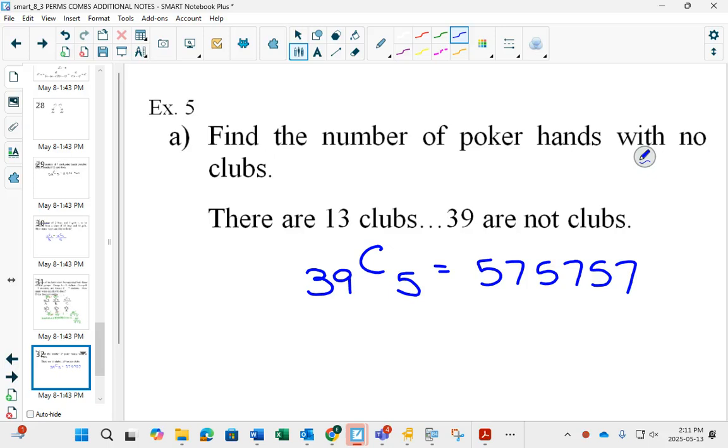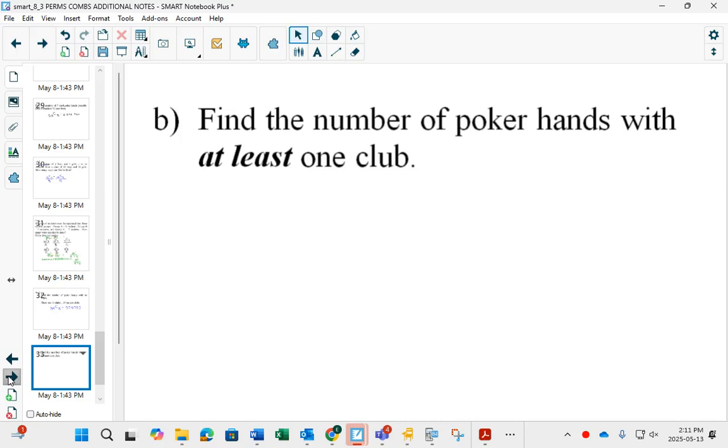And now, to make things interesting, for part B, we need to find the number of poker hands with at least one club. And at this point, I am going to provide you with three different solutions. I'm going to sell them like a salesperson, that they are all three completely correct. But they might all three be completely wrong. Or maybe two of them are right and one is wrong. Or maybe just one of them is right.